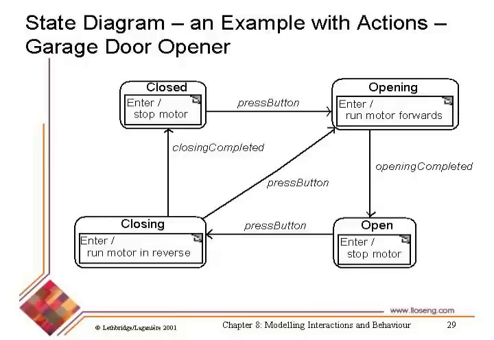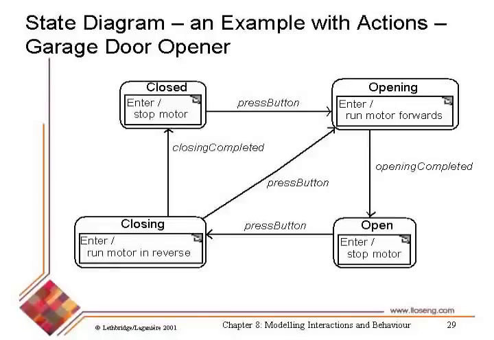And on opening state, on entry to that, the motor runs forwards. So the forwards direction of the motor opens the door. And this keeps occurring until we hit opening completed. This is an event that is triggered by some kind of mechanical sensor that senses that the door is now fully open. That will transition us into open state.